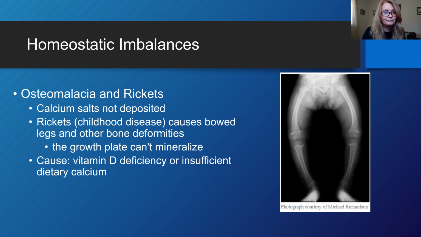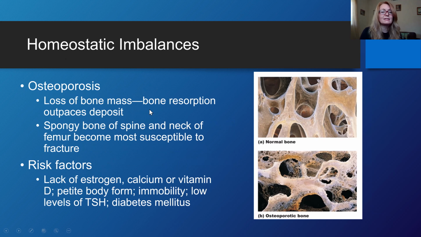Osteoporosis. Osteoporosis is loss of bone mass, where bone resorption outpaces deposit. And here you can see normal bone and osteoporotic bone. You see how it became more porous. And because of that, of course, it's more fragile. It's more susceptible to fracture. And the bones that are mostly affected are the spine and the neck of the femur.